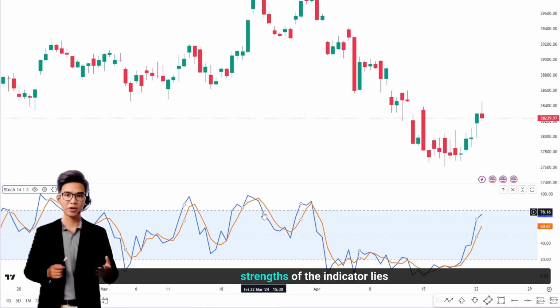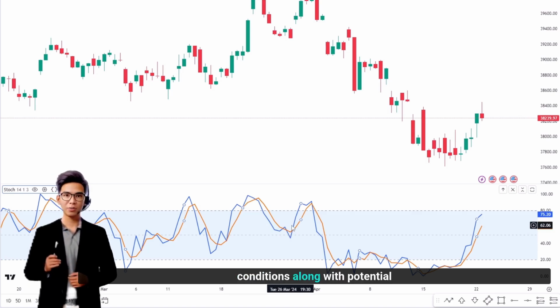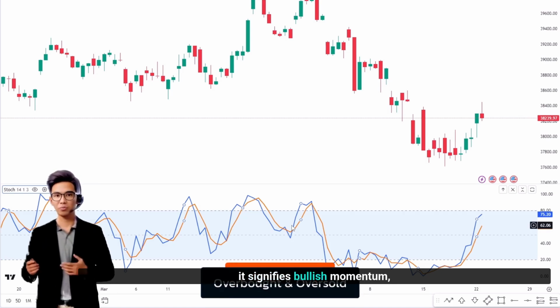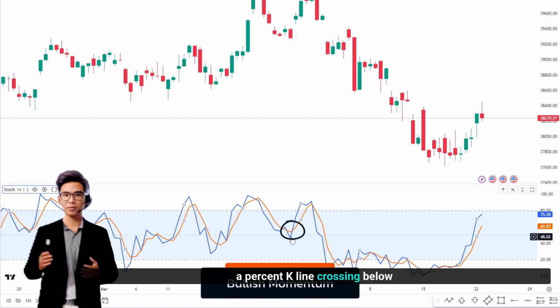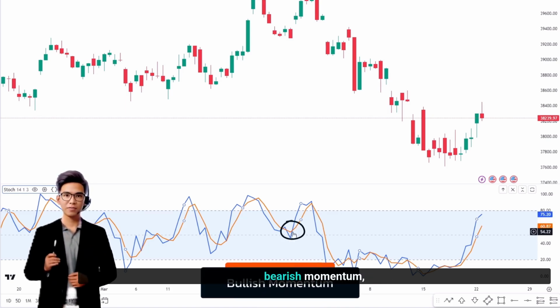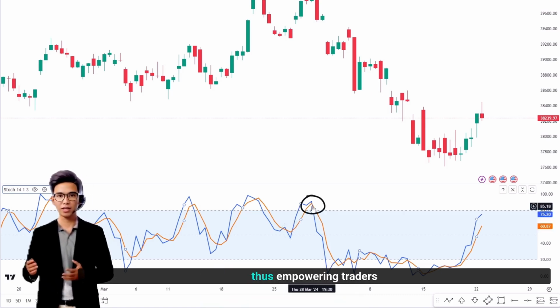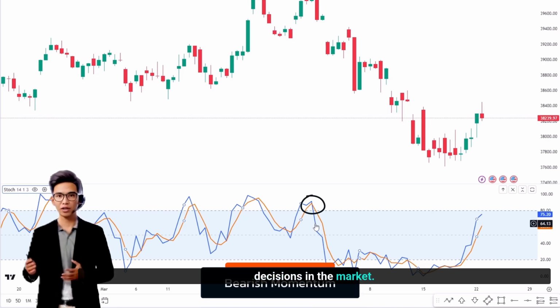One of the primary strengths of the indicator lies in its adeptness at identifying overbought and oversold conditions, along with potential trend reversals. When the %K line crosses above the %D line, it signifies bullish momentum, indicating potential buying opportunities for traders. Conversely, a %K line crossing below the %D line suggests bearish momentum, signaling potential selling opportunities, thus empowering traders to make informed decisions in the market.